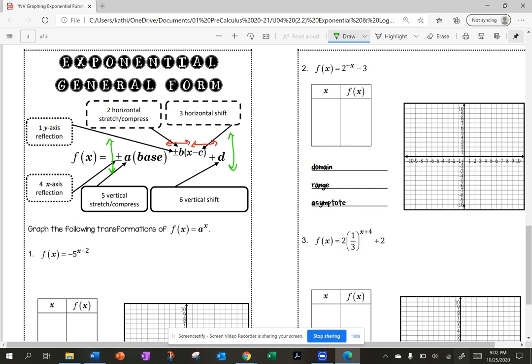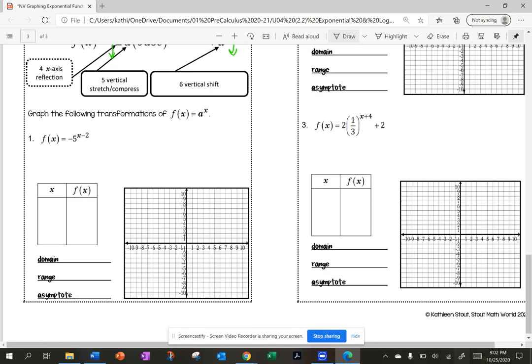I need to do these in a specific order when I'm doing the transformations. I want to start up in the exponent, and I have them ordered here. And then I come back down, and I always do d, my vertical shift, last. All right, I'm going to do one example, then I'm going to give you a chance to try. Graph the following transformation, f of x equals a to the x.